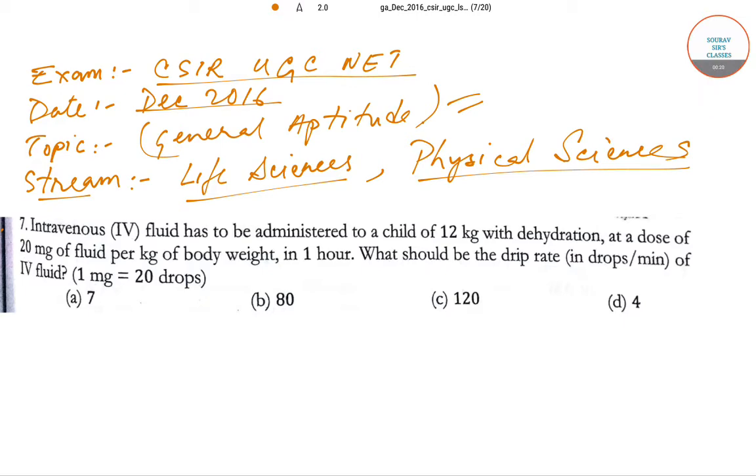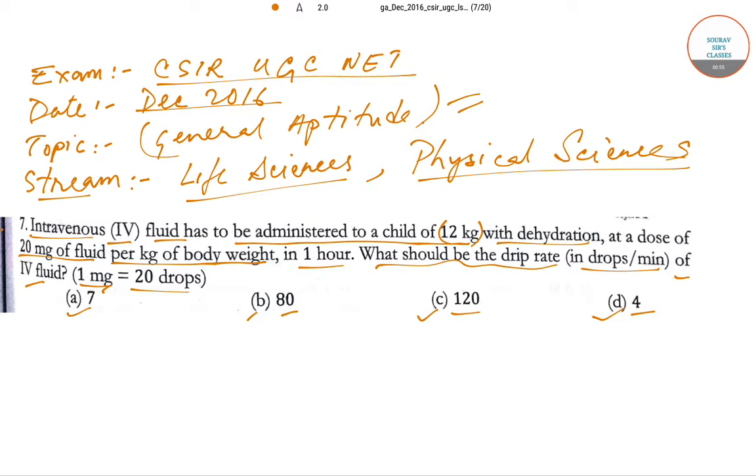So in this question it has been given that intravenous IV fluid has to be administered to a child of 12 kg with dehydration at a dose of 20 mg of fluid per kg of body weight in 1 hour. So what should be the drip rate, that is in drops per minute, of IV fluid? Now it has been given that 1 milligram is equal to 20 drops. Now if you give 20 drops of IV fluid, then it becomes 1 milligram. So option A is 7, option B is 80, option C is 120 and option D is 4.